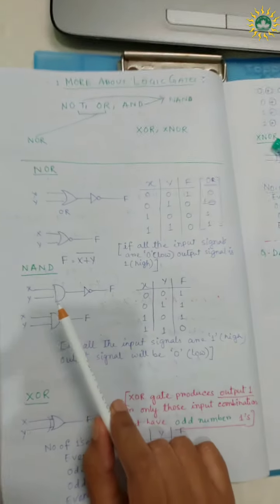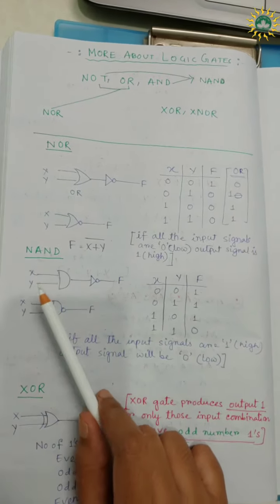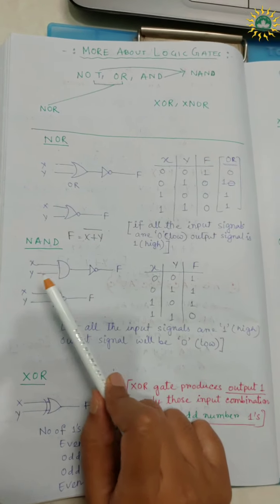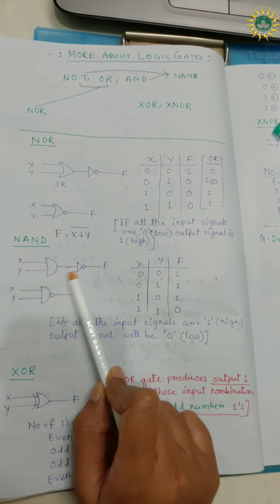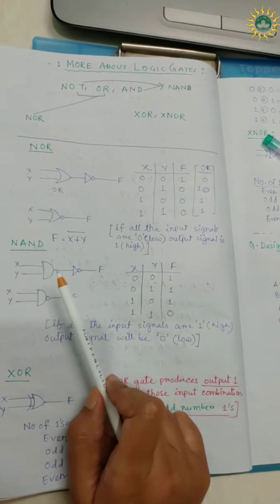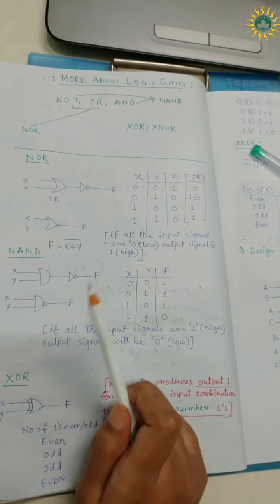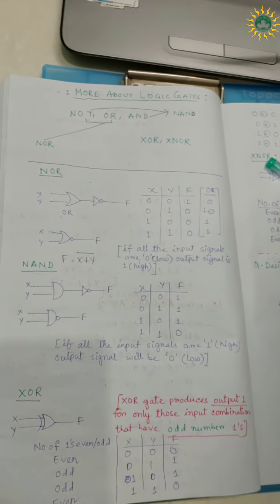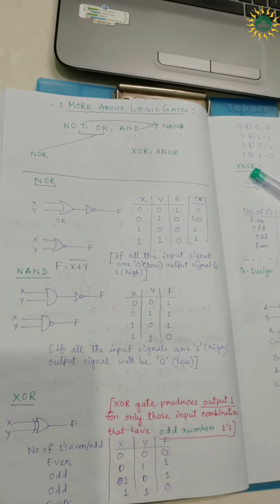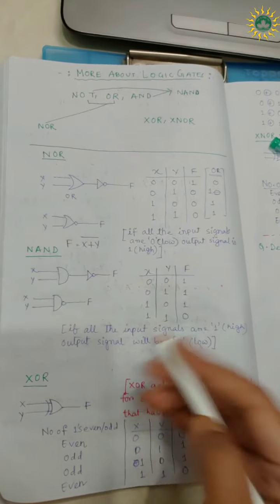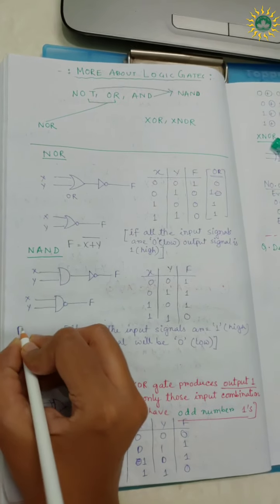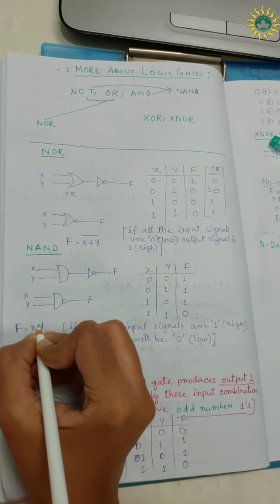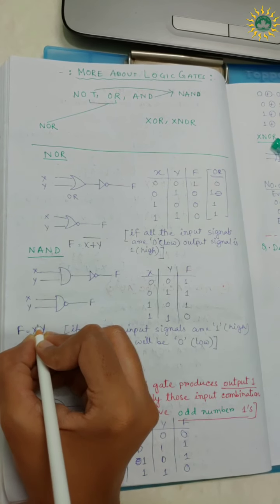Next we have the NAND gate. In case of a NAND gate, if we have 2 inputs, then we will pass the output of the AND gate through the NOT gate, and that answer will be the NAND gate's answer, and the sign will be XY bar.